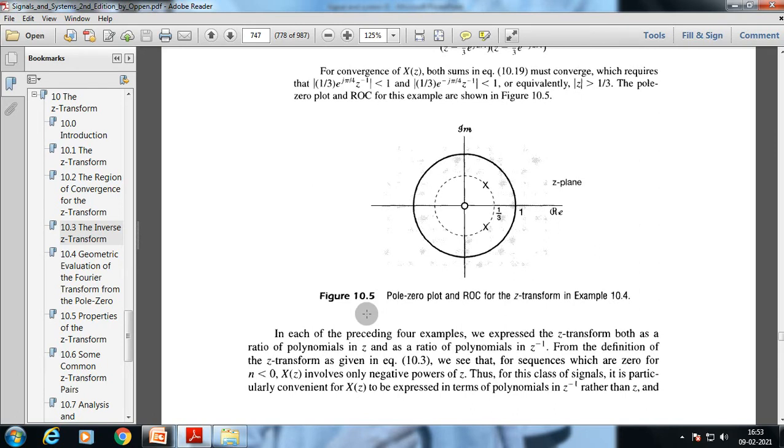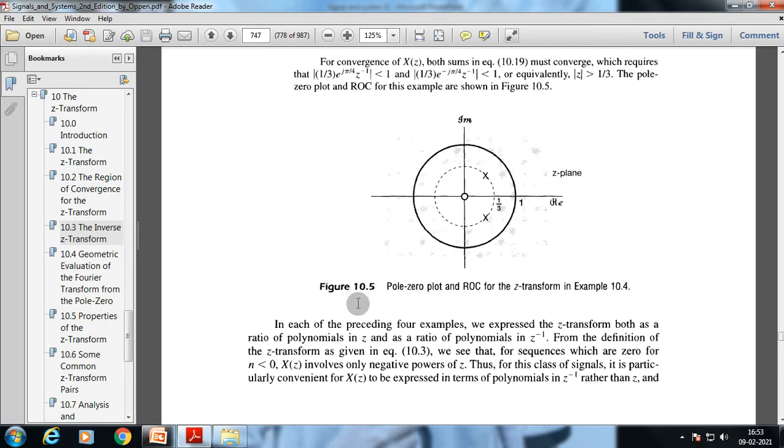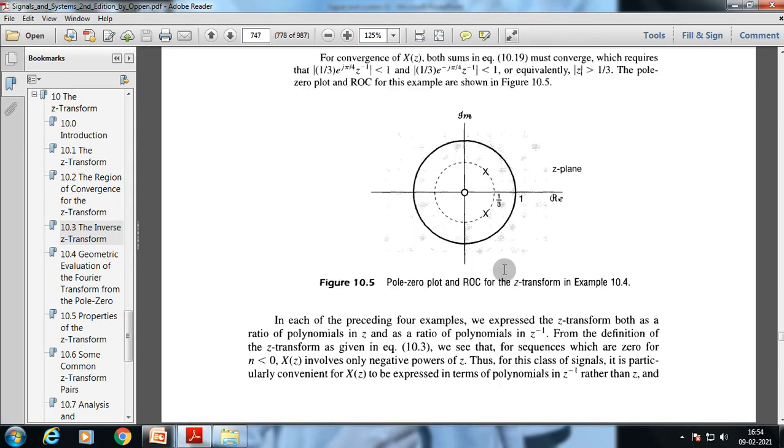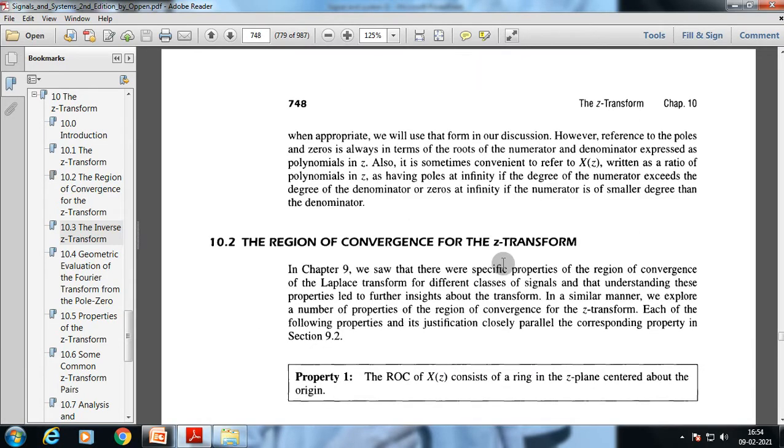In each of the preceding four examples, we expressed the z transform both as a ratio of polynomials in z and as a ratio of polynomials in z inverse. From the definition of the z transform, we see that for sequences which are 0 for n less than 0, X(z) involves only negative powers of z. Thus, for this class of signals, it is particularly convenient to express X(z) in terms of polynomials in z inverse rather than z, and when appropriate, we will use that form in our discussion.